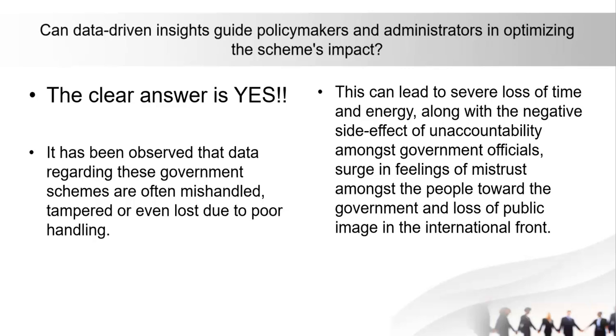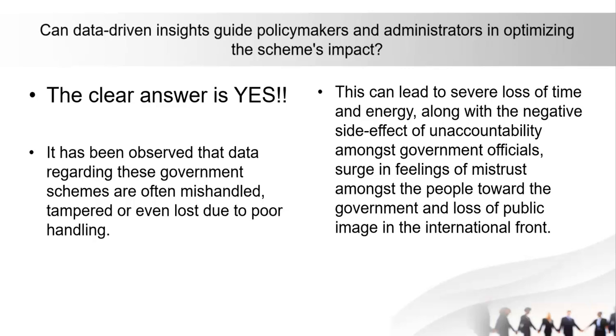Now, what are the implications of such poor mismanagement? Well, this can lead to severe loss of time and energy in recovering that data and also documenting that data again, along with negative side effects such as unaccountability amongst government officials because no one is holding them accountable, and a surge in the feelings of mistrust amongst people towards the government. This is the downfall of democracy, because if people do not trust their government, then the country can collapse overnight.